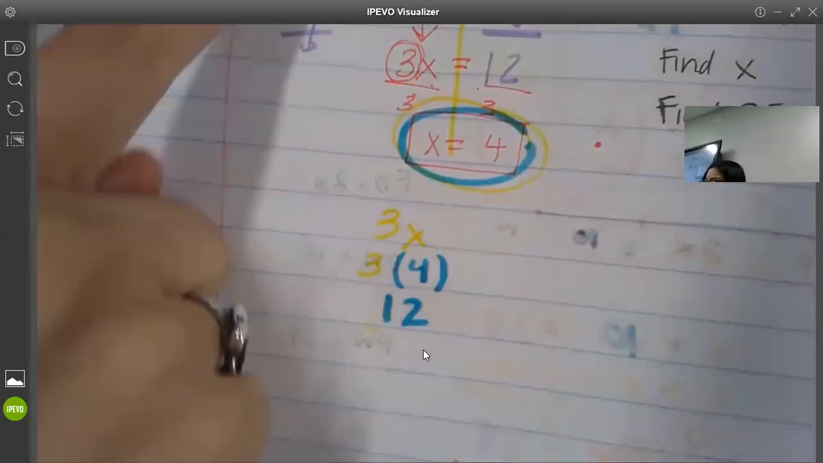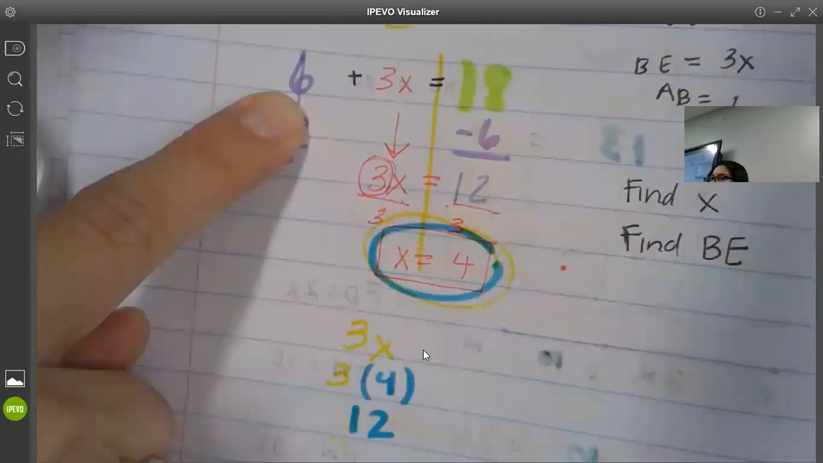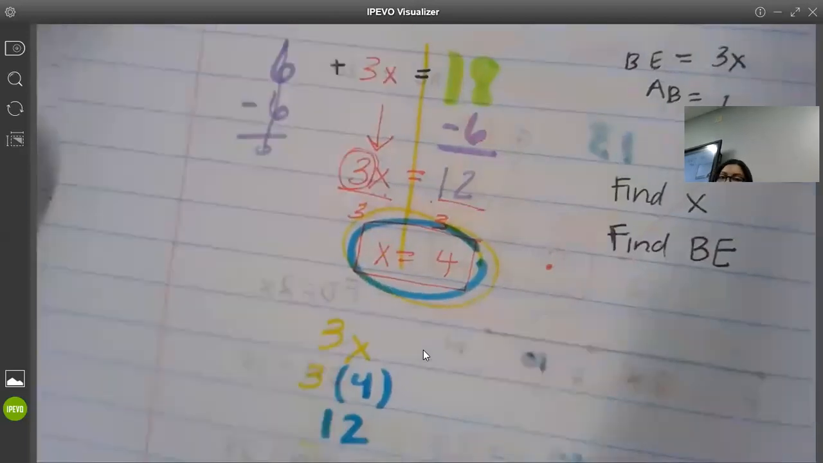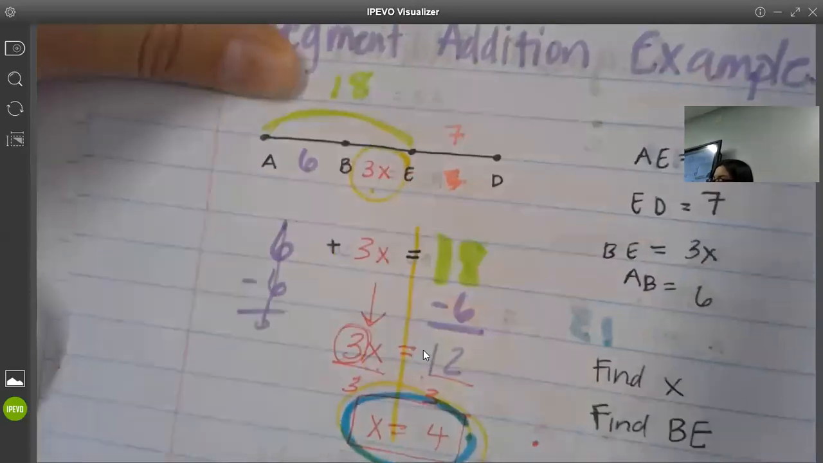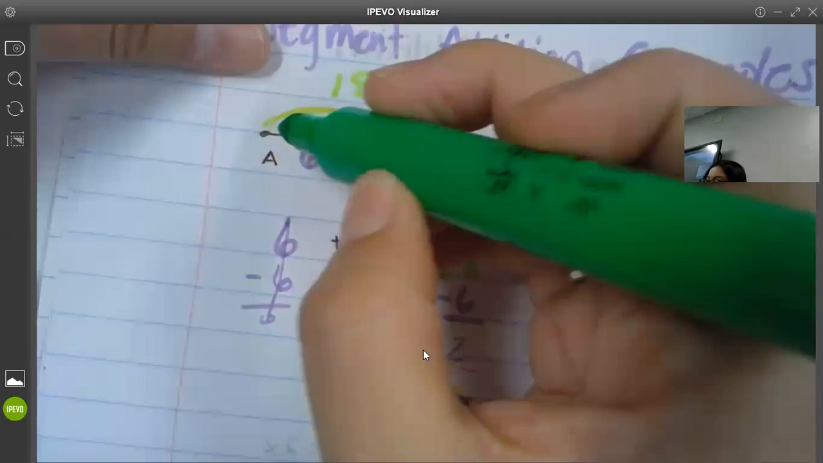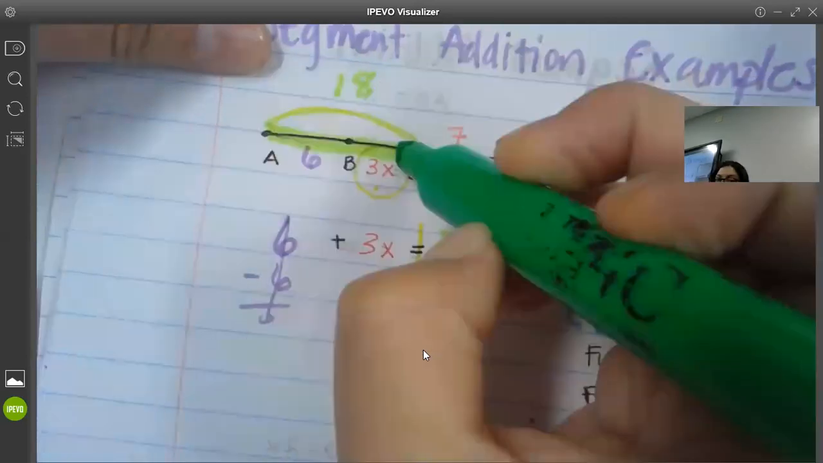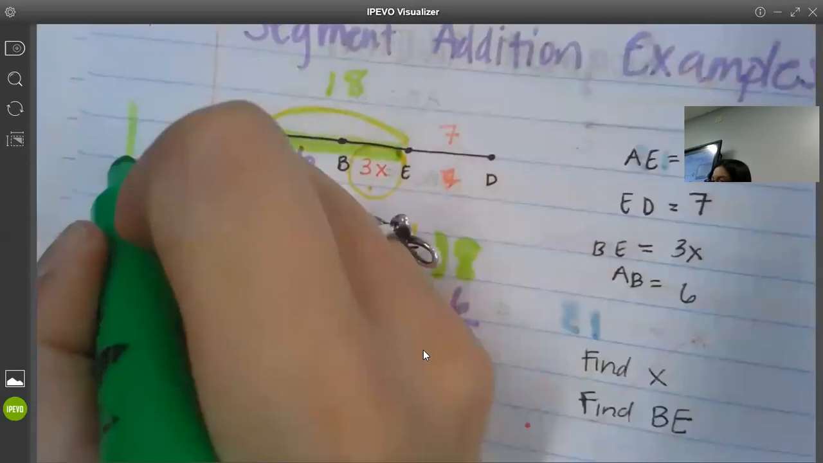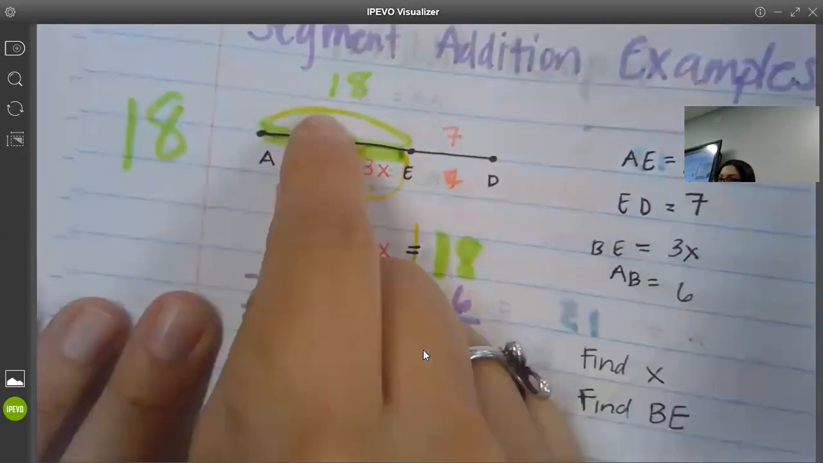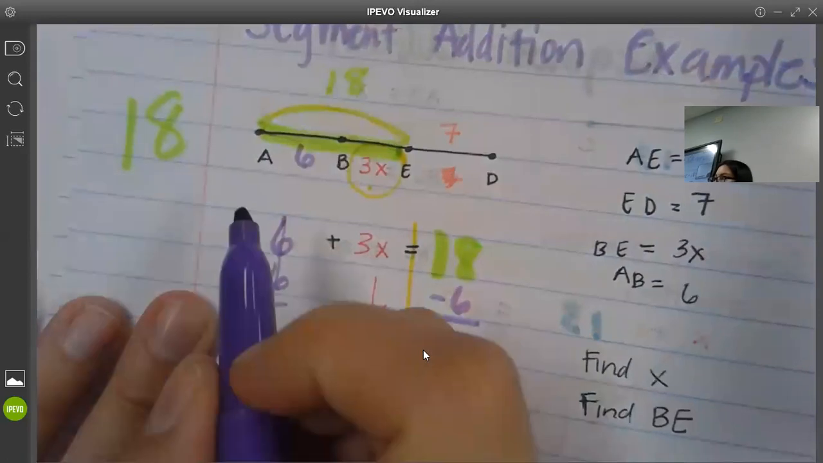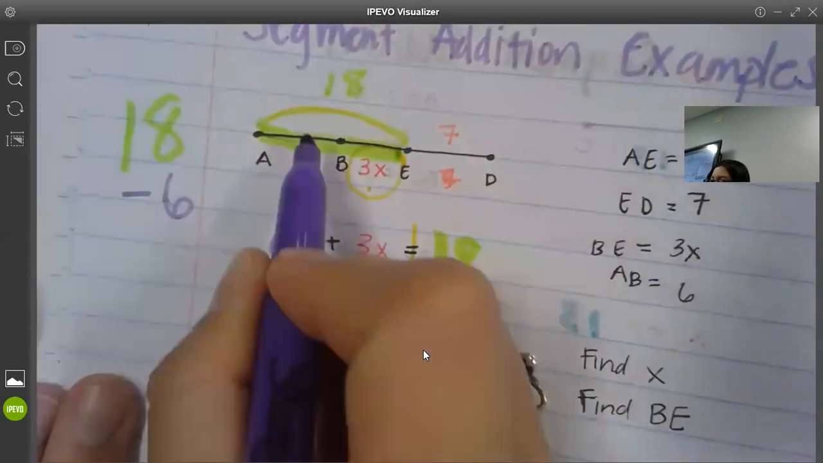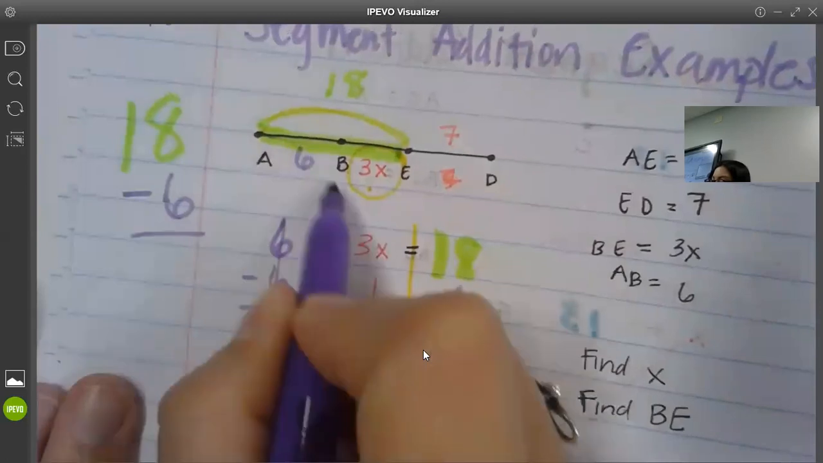Some people were doing 6 plus 3x. BE is only 3x. Now, look up here. Okay, this whole thing is 18, right? The whole thing is 18. So if I take away the 6, take away is what? Minus, plus, divide, subtract. Minus. Yeah, minus. If I take away the 6, how much is left?